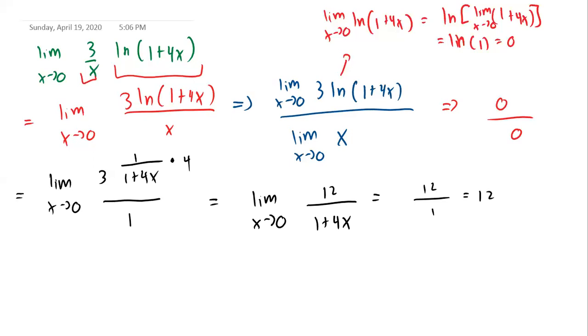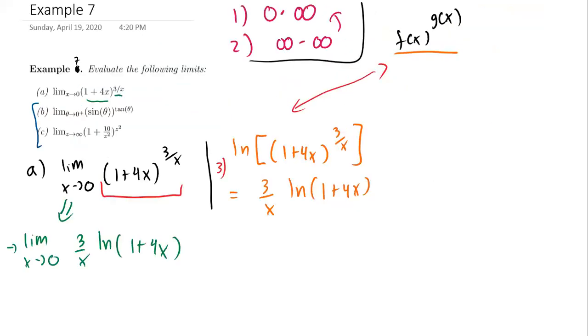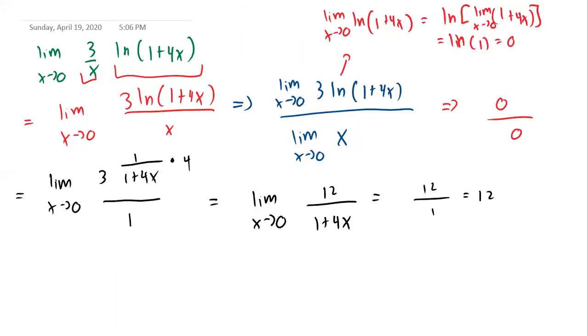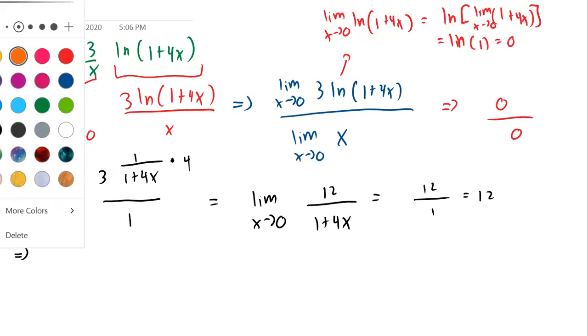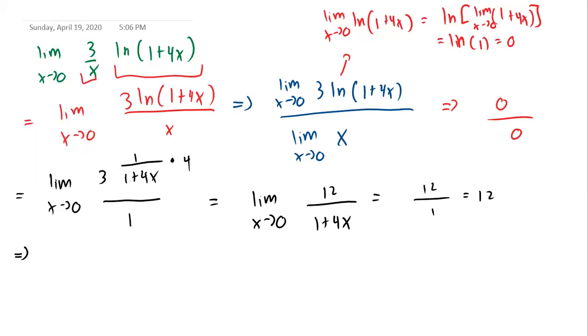Now, of course, again, this is not the original limit. It's this limit. So the last thing to remember, once you solve that limit, is how you get back to the original one. You just take the exponential, to undo the natural log that we did at the start. So the original limit is going to be whatever we found here, but you take the exponential of that. So e to the 12. And that's the answer.